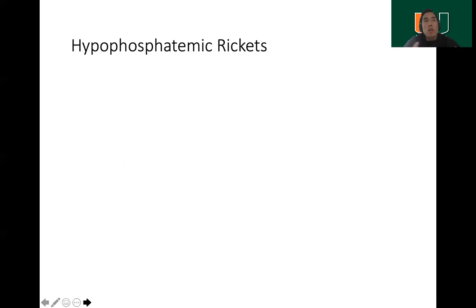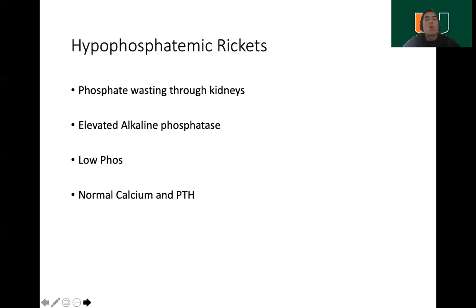Now, hypophosphatemic rickets is different from vitamin D deficiency rickets. From the X-ray, you cannot tell whether this is vitamin D deficiency rickets or hypophosphatemic rickets, unless it's a very, very long-standing case, because in hypophosphatemic rickets, you start to see other bone abnormalities. So what is the pathology of hypophosphatemic rickets? It's a phosphate wasting disorder through the kidneys. For some reason, the kidney cannot reabsorb phosphorus.